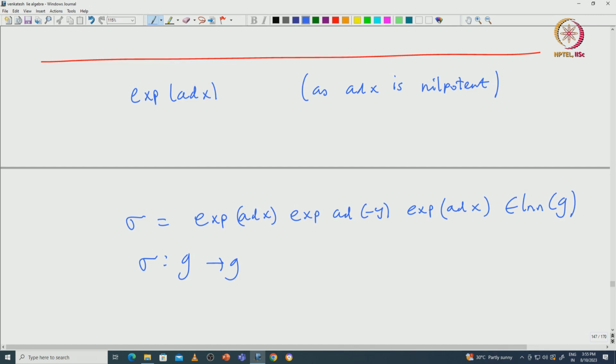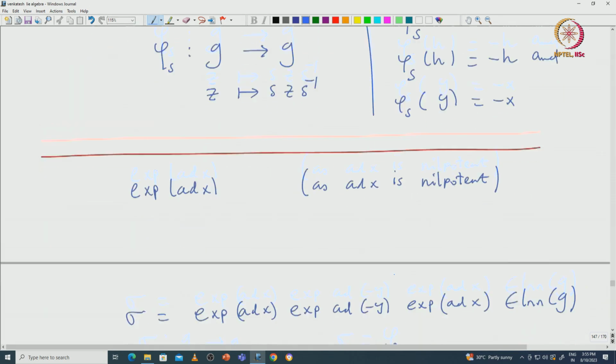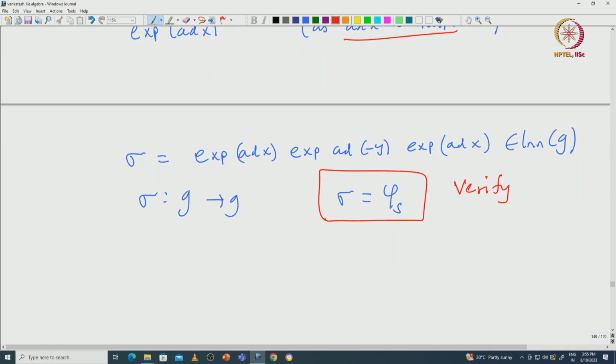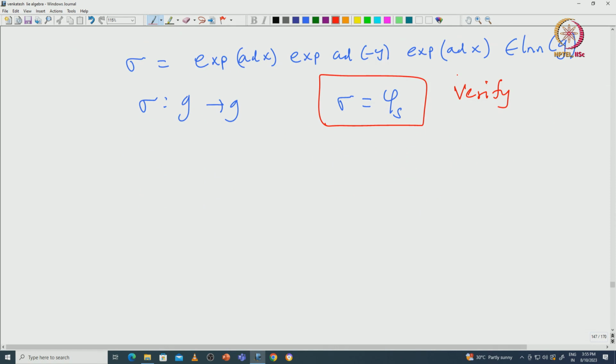What one can prove is that this is the same as the earlier map that we constructed, phi s, on G. This is something I leave it to you to verify. So this sigma is the same as phi s. Now, let us check why this ad x is nilpotent. Let me do this in much more generality.